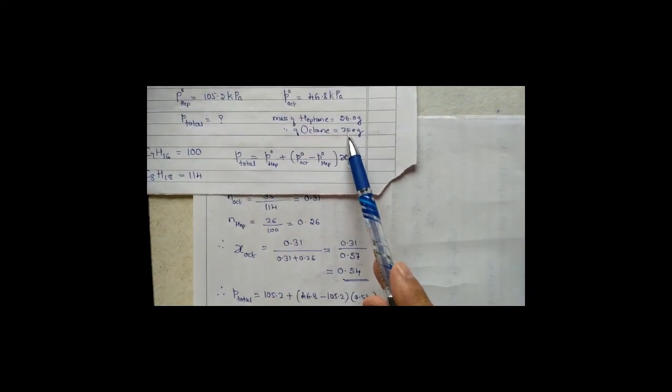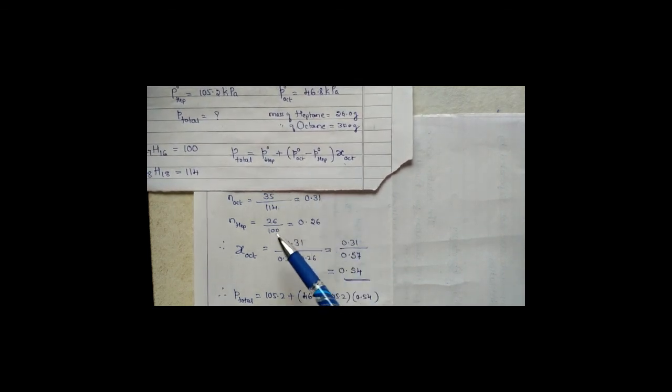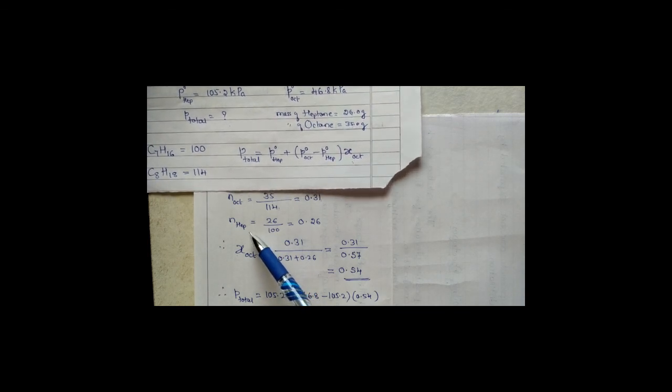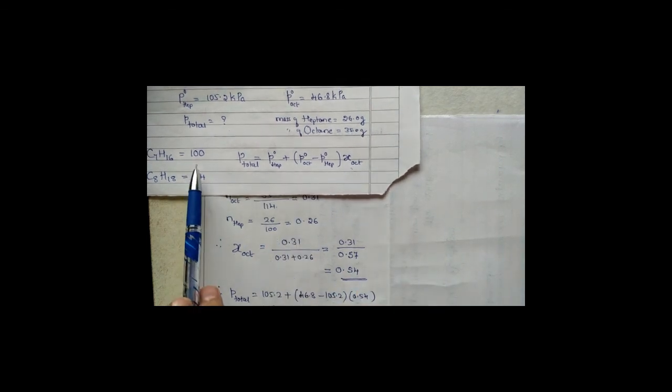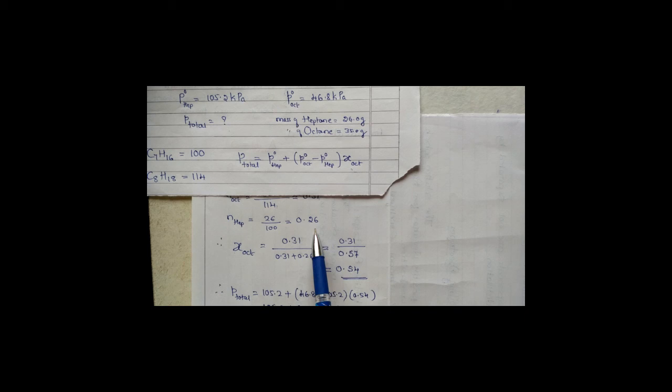They have given the mass of octane is 35. So 35 gram divided by 114, so that is 0.31. Similarly, number of moles of heptane, mass is given 26, 26 divided by molar mass, so 0.26. Once you know these two, then you can calculate a mole fraction. So you got 0.54, that you have substituted in the formula. So P total equal to this formula I have to write once again and substitute. So this is about how to apply the Raoult's law to solve the problem.